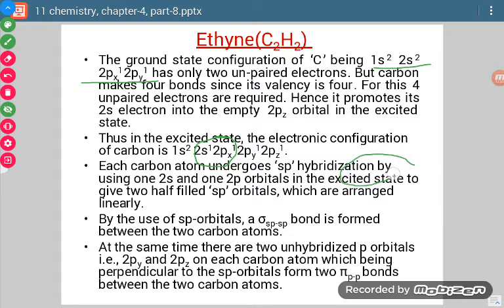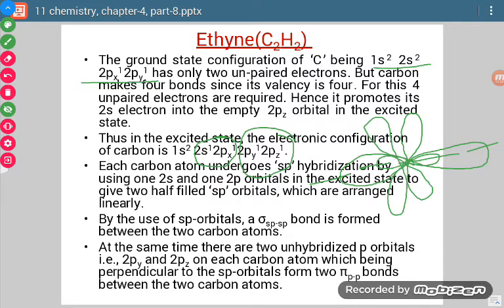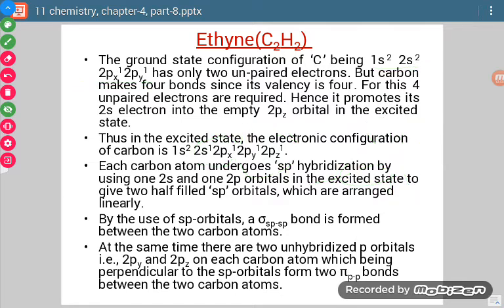Two hybridized orbitals will be placed like this, at an angle of 180 degrees. But there is also the presence of two unhybridized orbitals. So with each hybridized orbital, we have to represent the unhybridized orbitals also. So these two are unhybridized orbitals. This way we have to represent them.